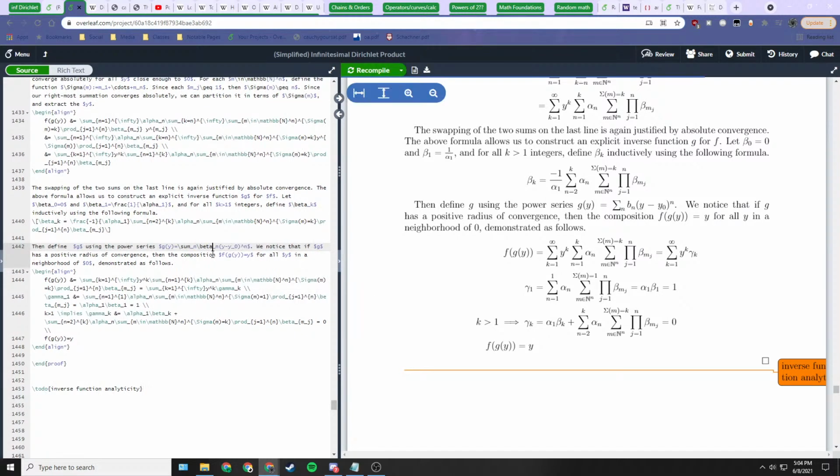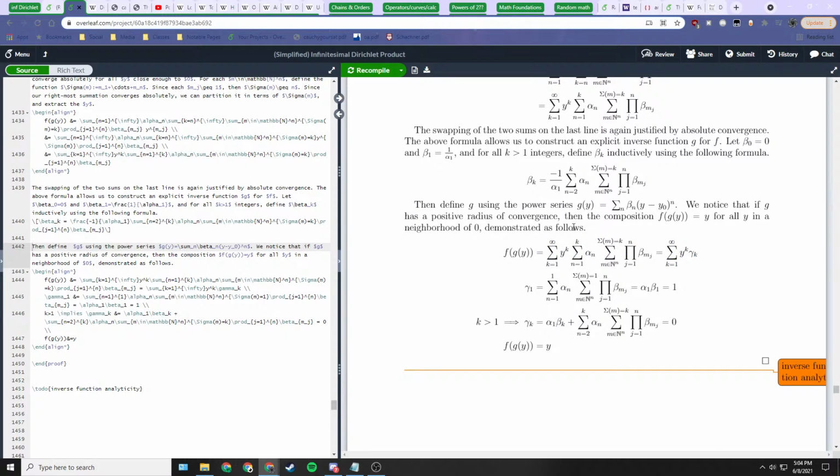Then we say, first we're going to identify that if it happens that g has a positive radius of convergence, then this composition f of g of y equals y for all y in a neighborhood of 0. And this is demonstrated with this. So if we assume that g has a positive radius of convergence, we can just use the composition formula.